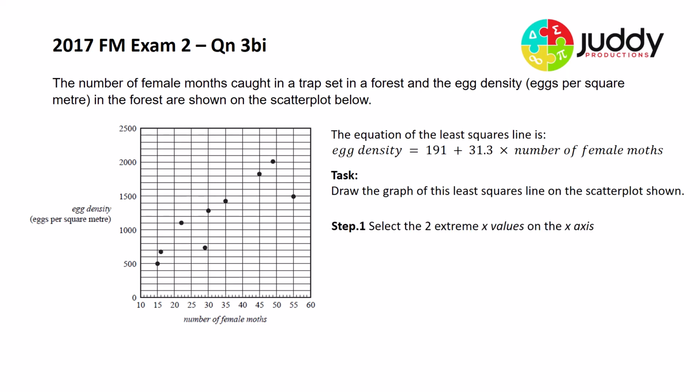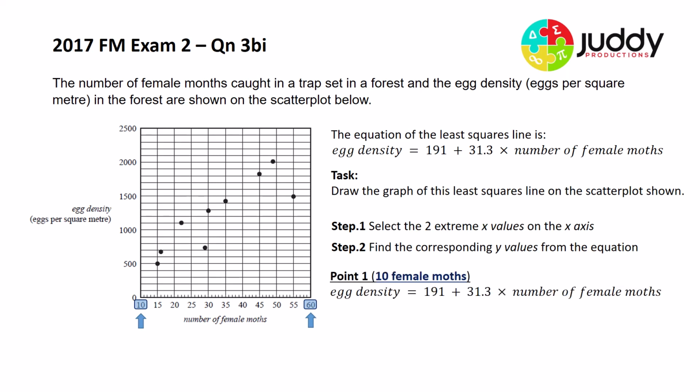So first of all, we want to select the 2 extreme x values on the x-axis. So that means number 10 on the far left, the minimum possible number of female moths displayed on our x-axis, and the number 60 on the far right, the maximum number of female moths. And what we want to do now is find the corresponding y values that match those extreme values of 10 and 60. So point number 1 we're examining is where there's 10 female moths.